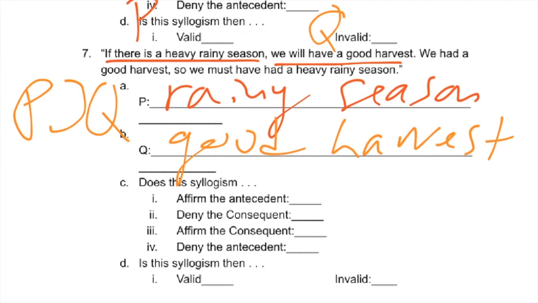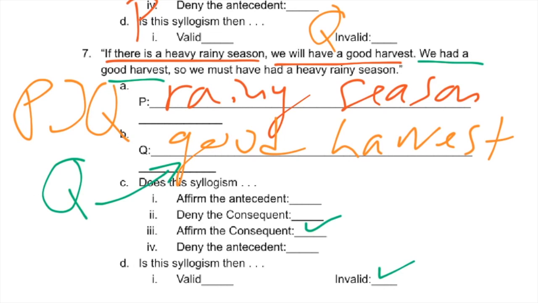And the second premise in this hypothetical syllogism affirms that we had a good harvest, so we're affirming our consequent, right? That's Q, which I know off the bat is an invalid form of reasoning for hypothetical syllogisms. So our conclusion, we must have had a heavy rainy season, does not necessarily follow as a result. You know, there are other reasons why we may have had a good harvest. The conclusion does not necessarily follow from the premises that are stated here.